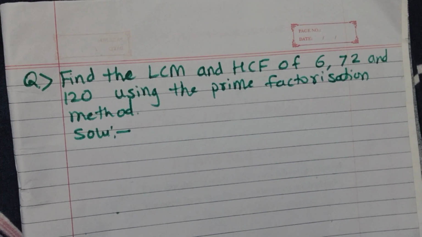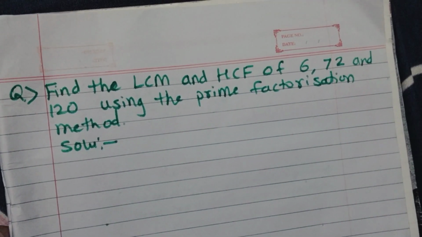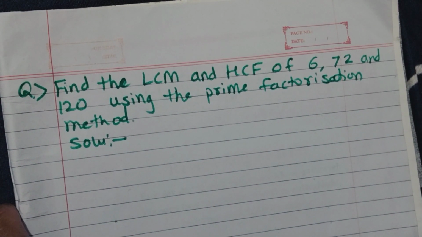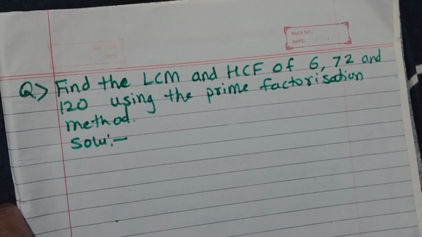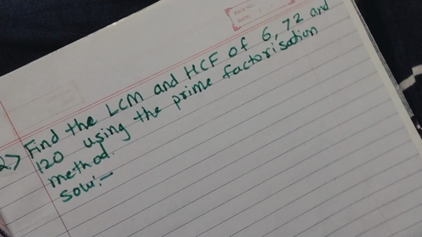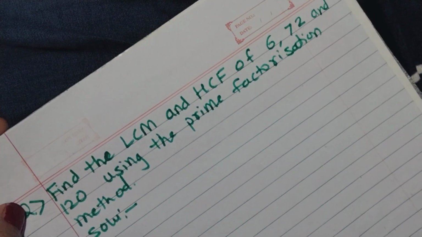Question is find the LCM and HCF of 6, 72 and 120 using the prime factorization method. So in this question, we have to find LCM and HCF of 6, 72 and 120 using prime factorization method. So to find LCM and HCF, we use prime factorization method.